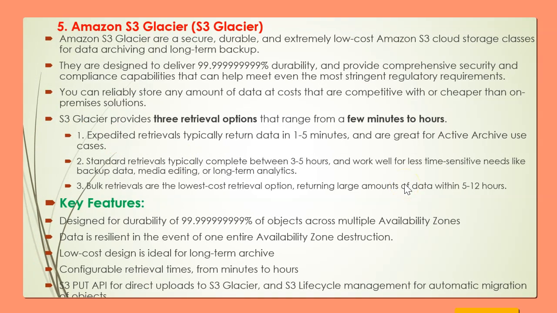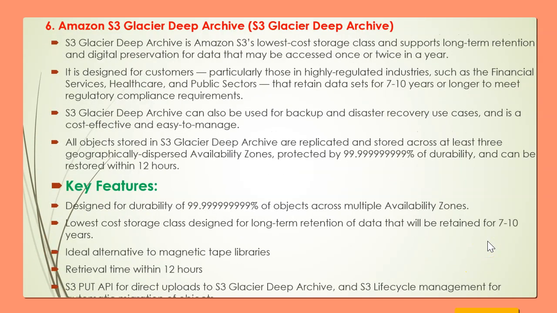The last one is Deep Archive. Let's move on. What's Amazon S3 Glacier Deep Archive storage? That's the last class of S3. S3 Glacier Deep Archive is Amazon S3's lowest cost storage class and supports long-term retention and digital preservation for data that may be accessed once or twice only in a year. It is designed for customers, particularly those in highly regulated industries such as financial services, healthcare, or the public sector, that retain their data sets for long terms, like 7 to 10 years or even longer, and need to meet regulatory compliance requirements.